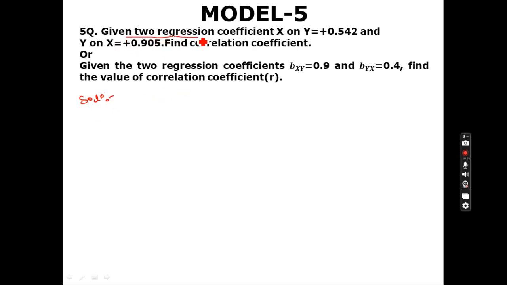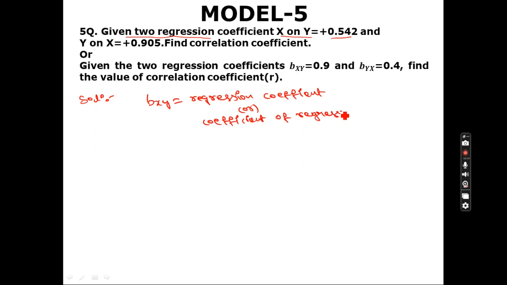What is being asked? Given two regression coefficients, x on y is given as plus 0.542, and y on x is 0.905. What is r is being asked. Or else the same question you will get like this. In the earlier video I already said bxy is called the regression coefficient. Please remember these words: regression coefficient, or else you can also say coefficient of regression. Anything you can say, both are the same.